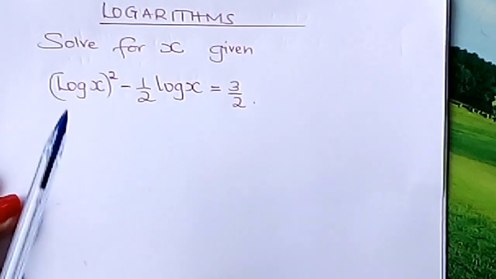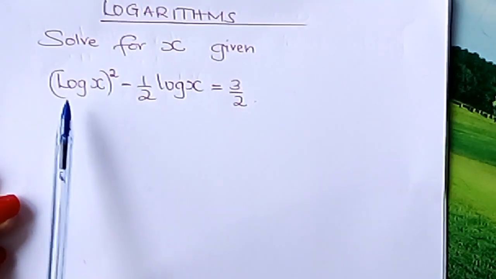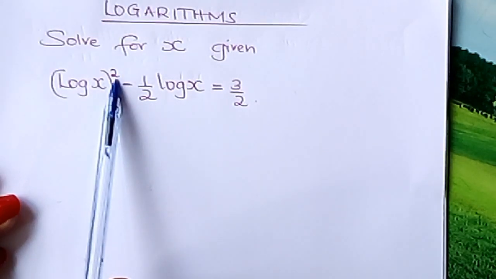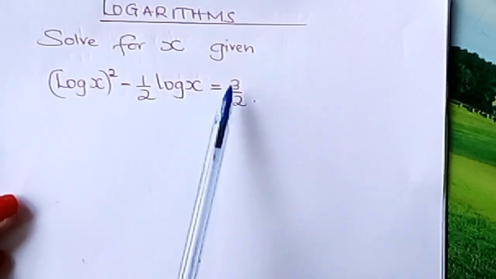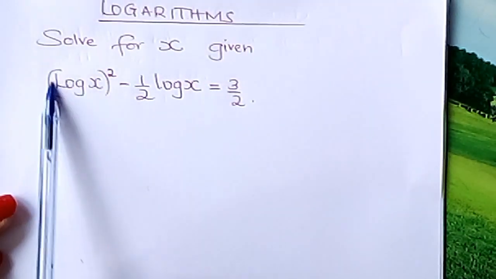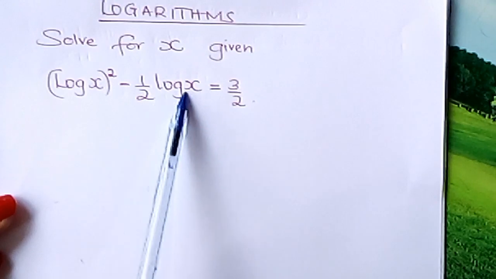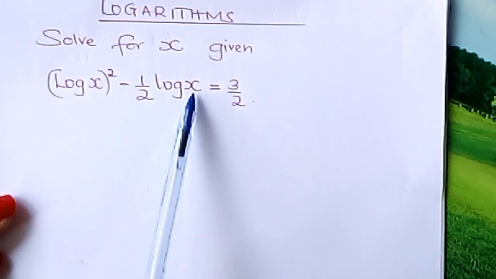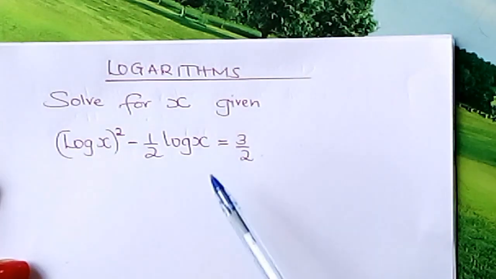So the question is, learner, solve for x given that (log x) squared minus a half log x is equal to 3 over 2. Log x, the whole of it, learner, is squared, minus a half log x is equal to 3 over 2. How do you go about this, learner?